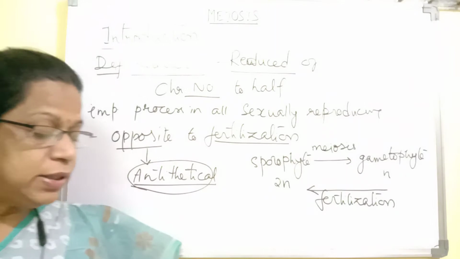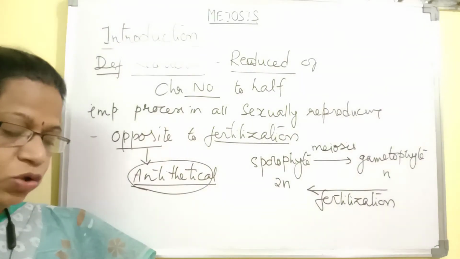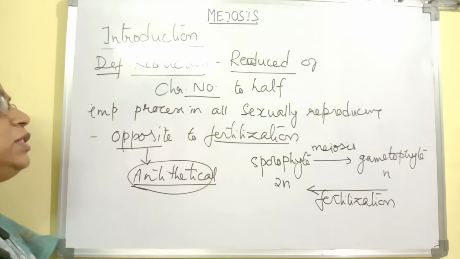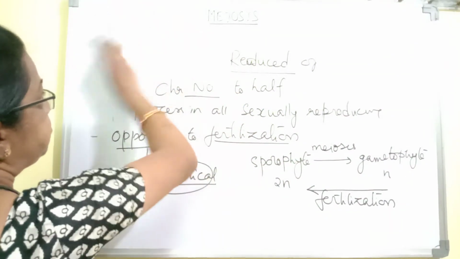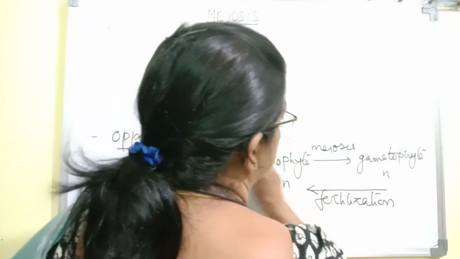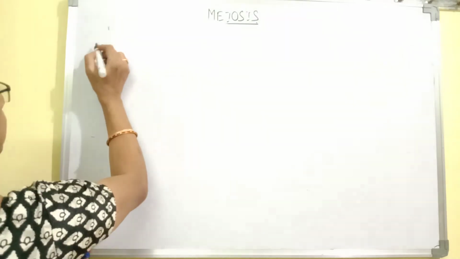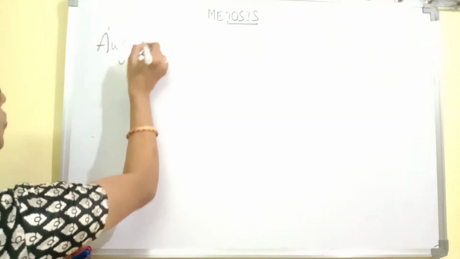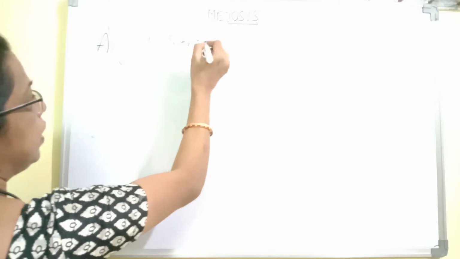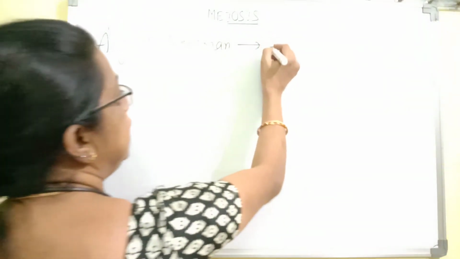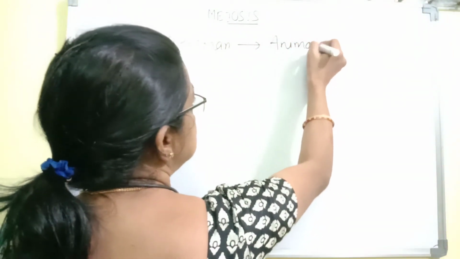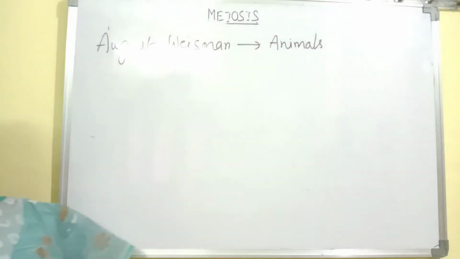Now let us go through a little bit about the scientists who are involved in the understanding of meiosis. I give you the most important scientists who are involved in this study. 3 important scientists I am going to mention. First, August Weismann. August Weismann was the first one to discover meiosis in animals.